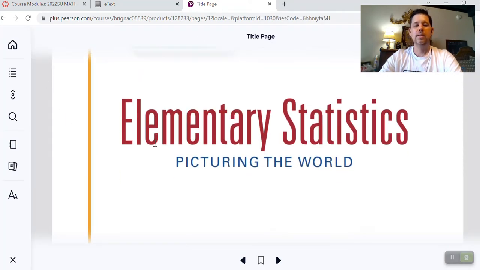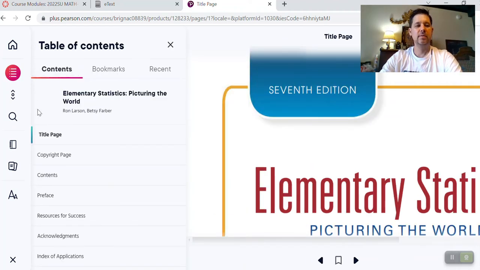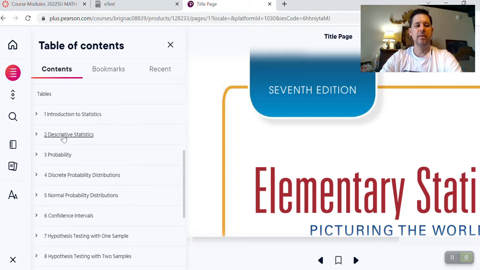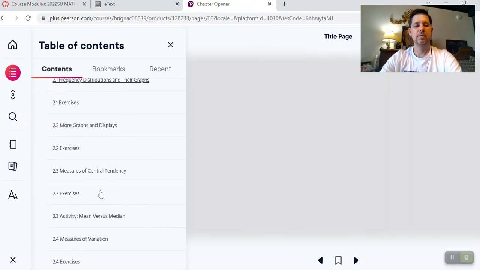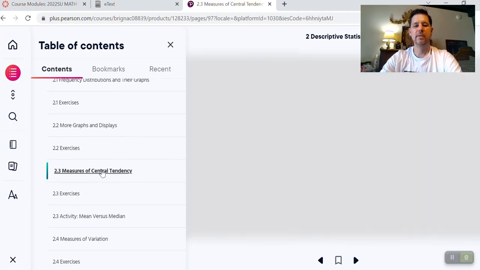So here's the e-text, and you'll find that when you do the homework assignments, textbook is one of the help features, and that will bring you to the part of the textbook that is relevant to that part of the problem. But for now, I have a particular part of the book that I want to show you. So I'm going to go to measures of central tendency.